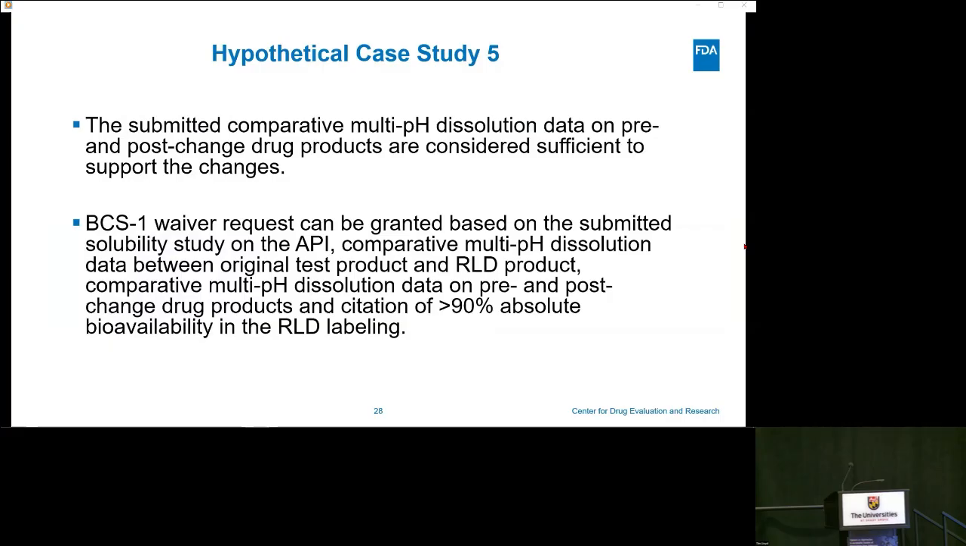The BCS1 waiver request can be granted in this case based on the totality of the data, including solubility study on the API, comparative multi-pH dissolution data between original test product and RLD product, and comparative multi-pH dissolution data on pre- and post-change drug products, and citation of greater than 90% absolute bioavailability in the RLD labeling.